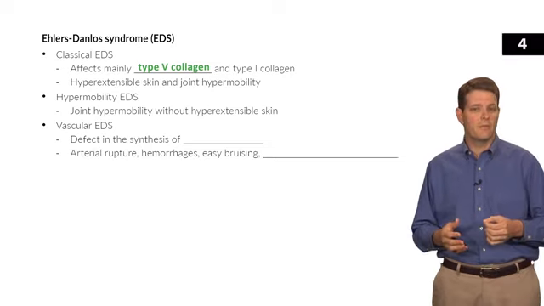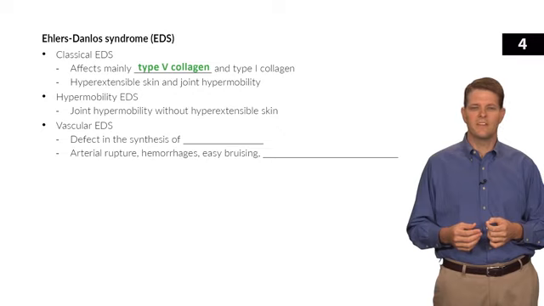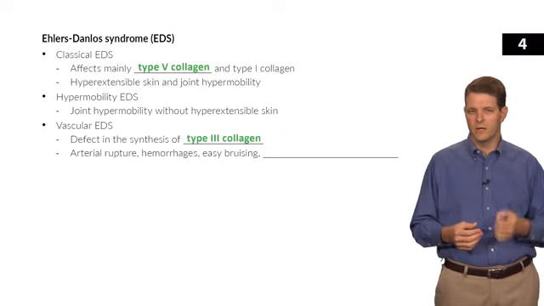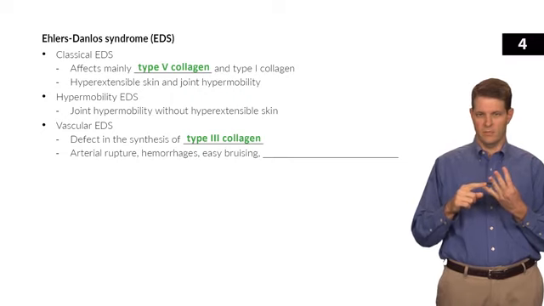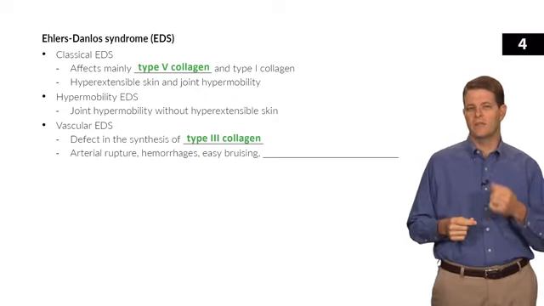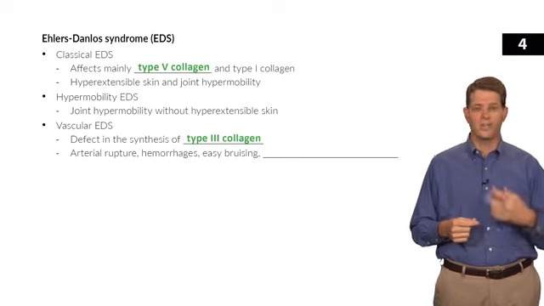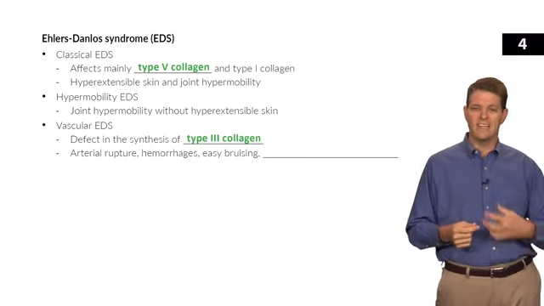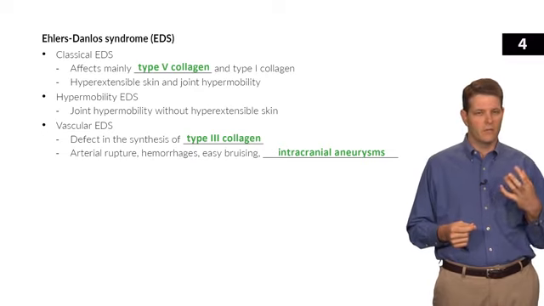And there's yet another type of Ehlers-Danlos syndrome called vascular EDS, which is due to a defect in the synthesis of type 3 collagen. Now, which type of collagen was that? Strong, slippery, stretchy, BM. So this was the stretchy type. So type 3 collagen is found in the blood vessels. So again, this is vascular Ehlers-Danlos, and it causes arterial rupture and hemorrhages and easy bruising. You can also see intracranial aneurysms with Ehlers-Danlos. So again, blood vessel problems. Now, one last collagen disease to mention is Alport syndrome.